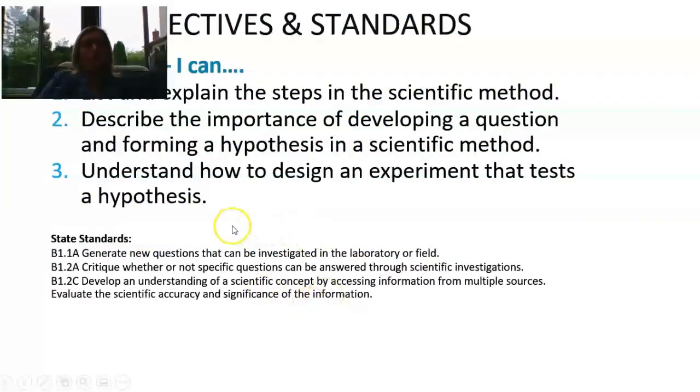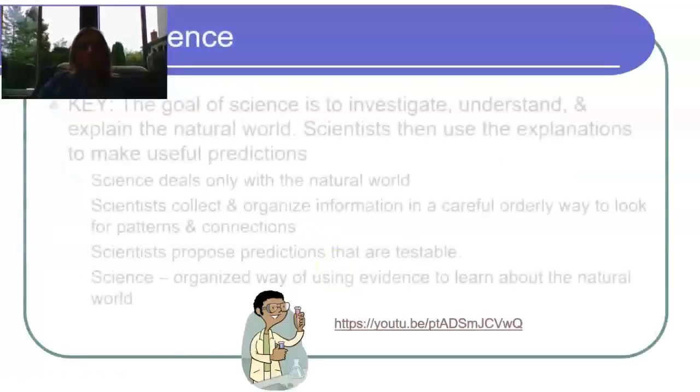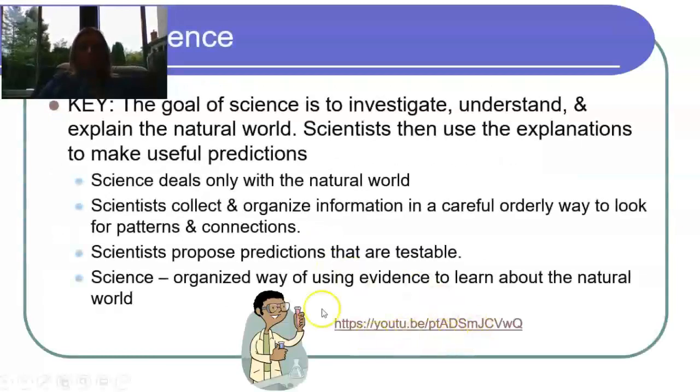Okay, so our objectives, in other words, what are we going to be able to do at the end of this lesson today? I'm going to take some time to read them for you, but I want you to understand that when I say explain the steps in the scientific method, I mean I want you to be able to do that for me when we're done with this lesson. Describe the importance of developing a question and forming a hypothesis in the scientific method, and understand how to design an experiment that tests a hypothesis. That's the whole point of this lesson. Okay. Here's that link again. I don't know why I have it here twice.